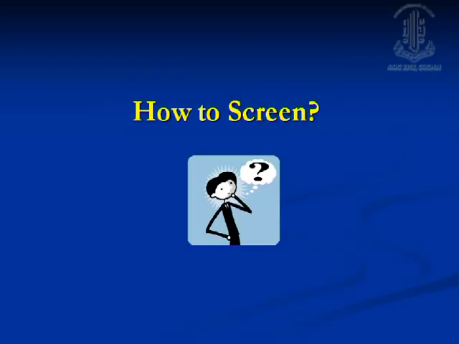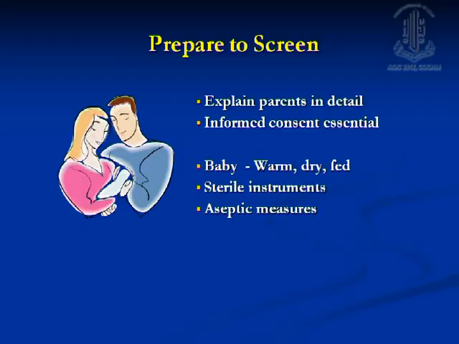How do you screen these babies? First and foremost, since there is medico-legal risk, it's very important that the parents should be informed what is happening to their children's eyes. You have to explain to the parents in detail. Informed consent is essential. Also, it's very important because the baby might be in your nursery and you are screening this child. You don't inform the parents.